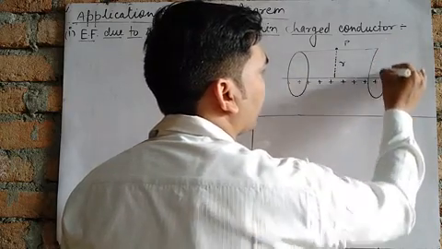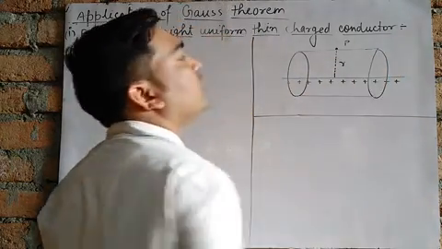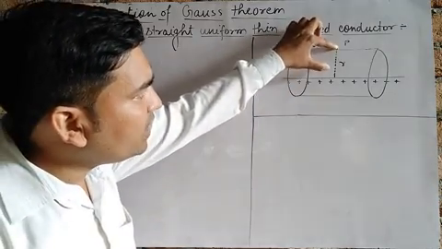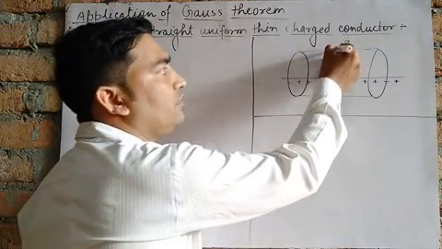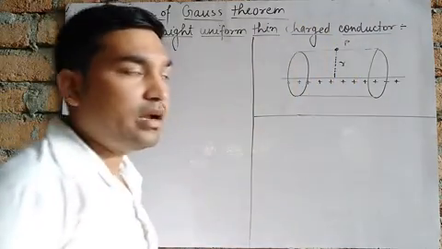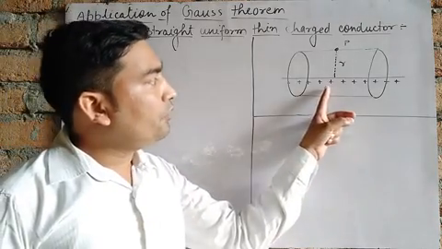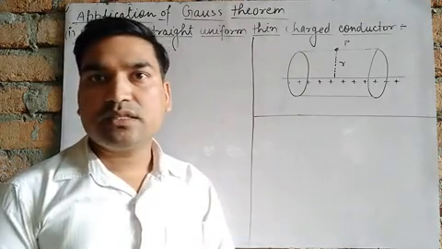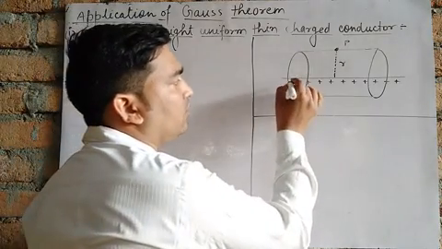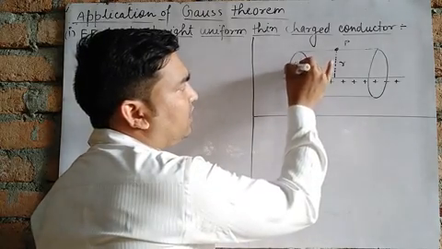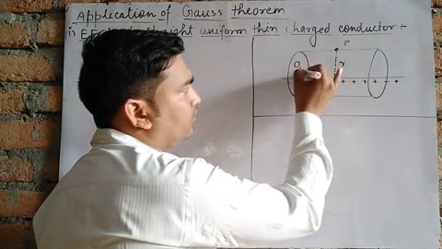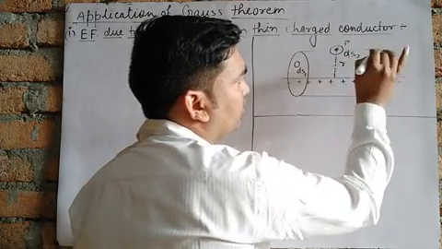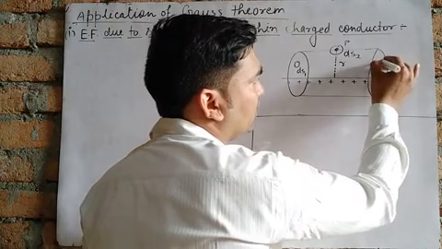Now we create a cylindrical surface having radius r. When we draw a cylindrical surface having radius r, this point P lies on the surface of the cylinder. And now we consider small surface areas ds1, ds2 and ds3.